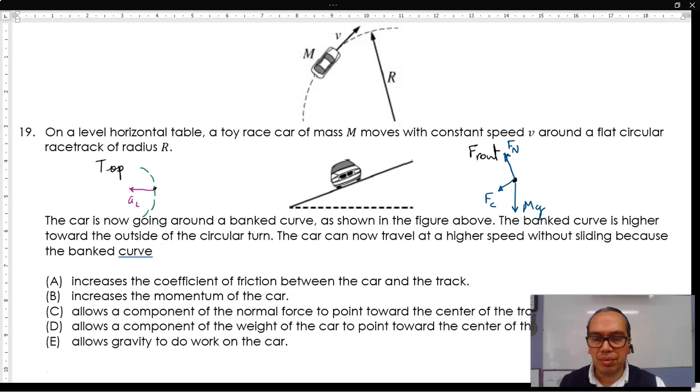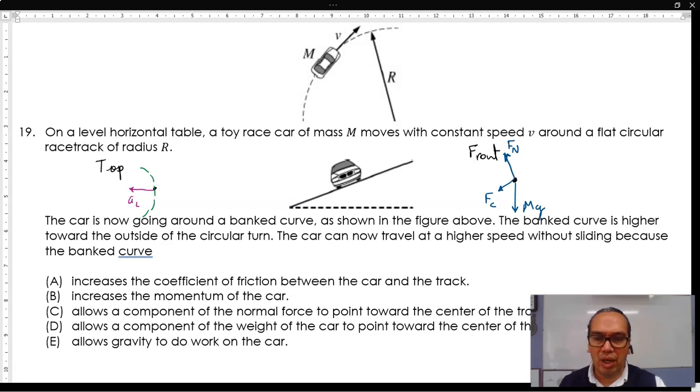And so we cannot say that there is an increase in the coefficient of friction, because that depends on the materials involved, the rubber in the tires and the asphalt in the road. Increasing the momentum of the car is irrelevant for our purposes. The banked curve allows a component of the normal force to point toward the center of the track. That is correct.